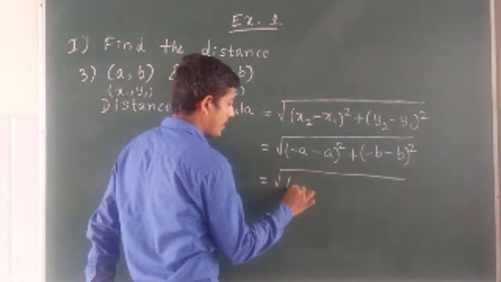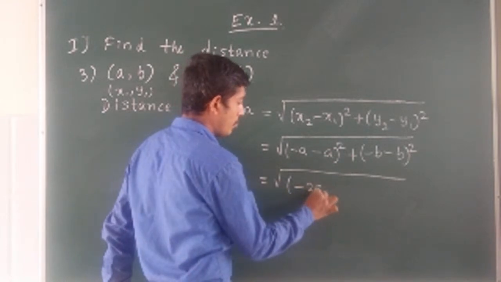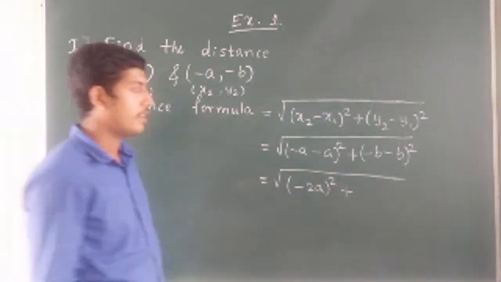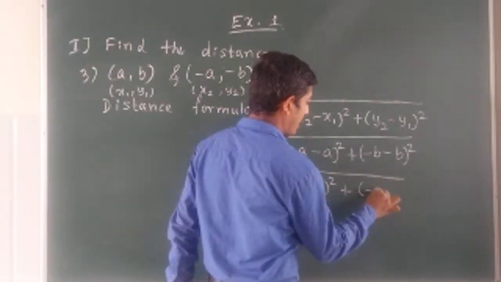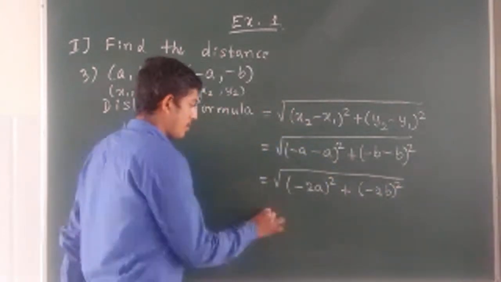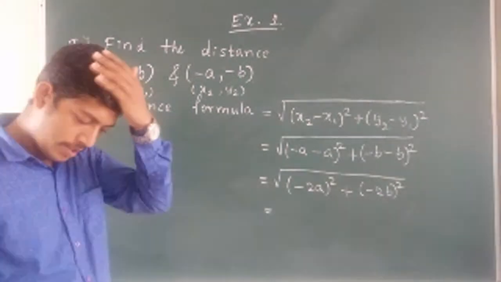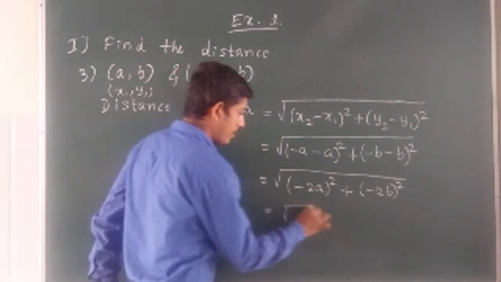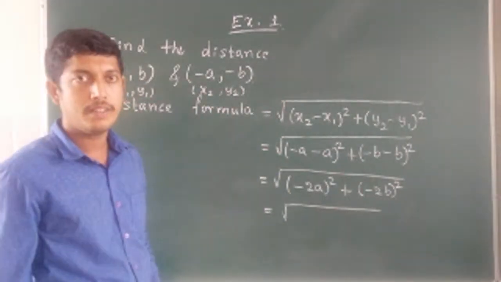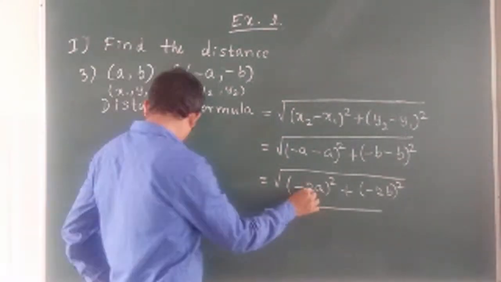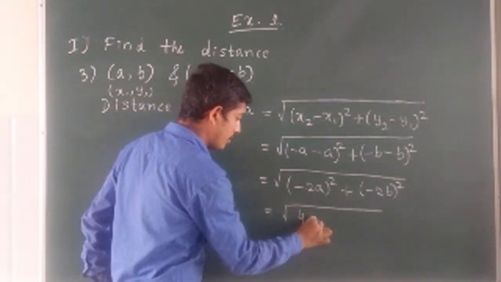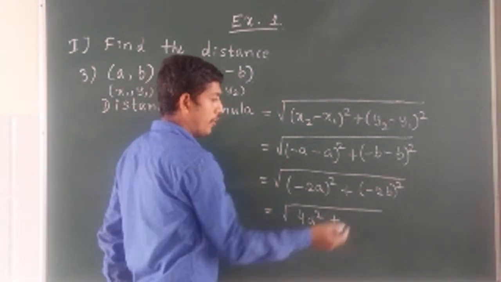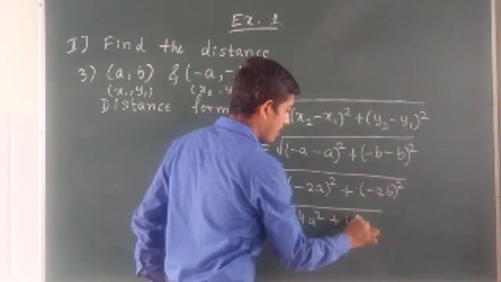Minus a, both are having same sign, therefore I have to add: minus 2a whole square plus minus b, both are having same sign, therefore I will add: minus 2b whole square. Okay, your answer. Then next step. So minus raised to even power, therefore it gives plus. Then 2 square is 4 a square plus minus raised to even power, therefore it is plus. Then 2 square is 4, then b square.